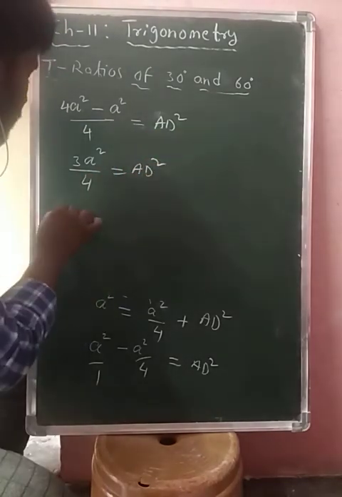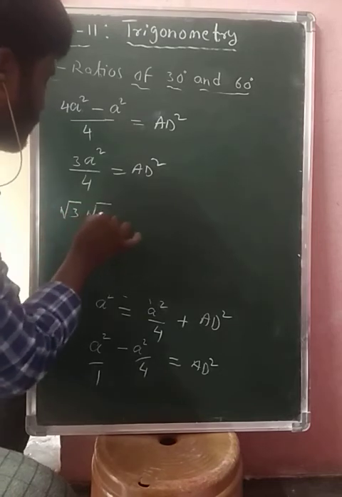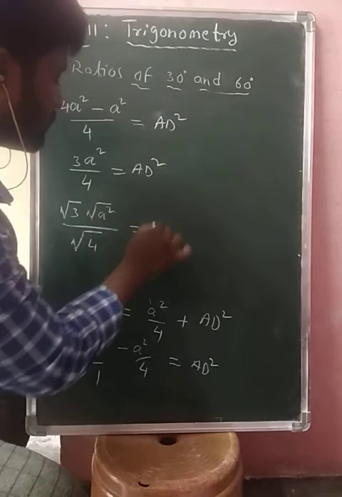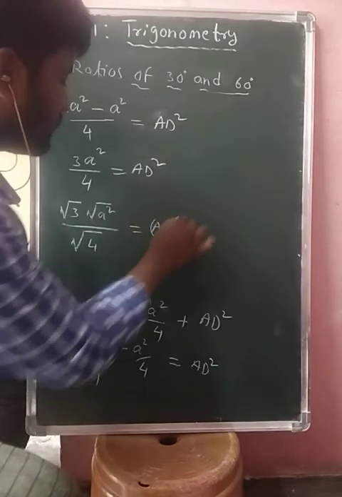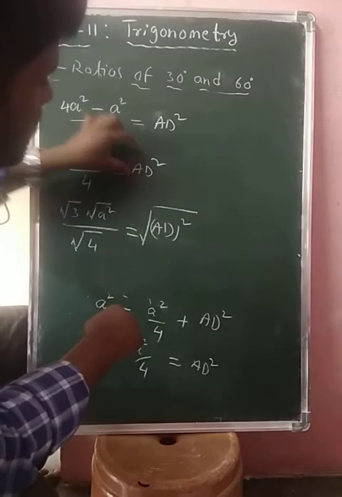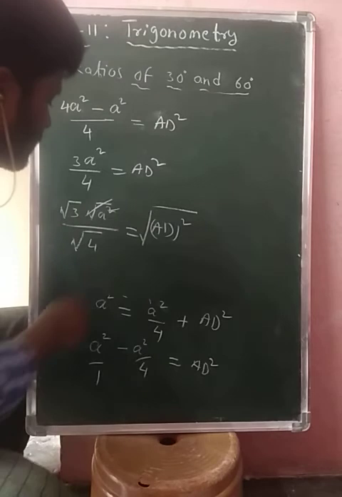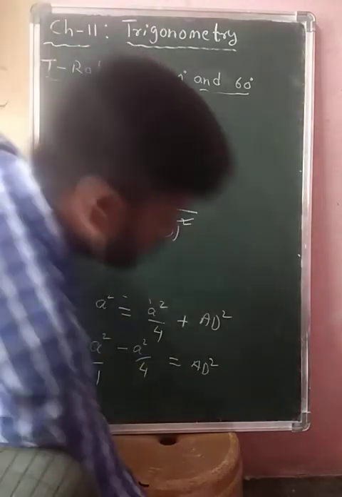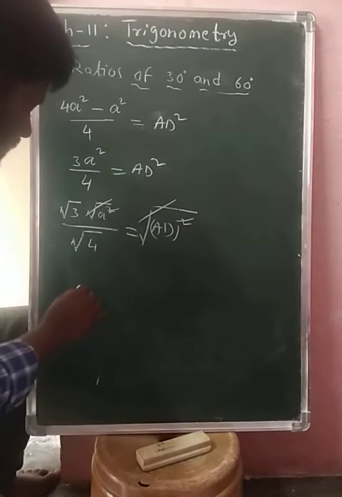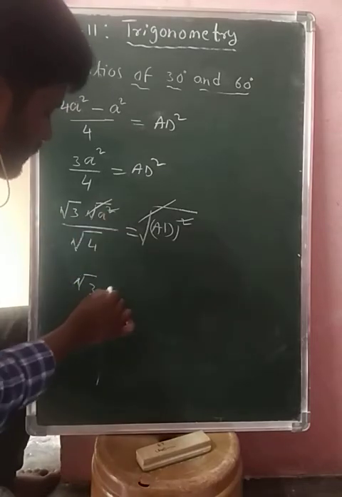So on both sides I am applying square root. Then we get root 3, root A square, root 4, equal to AD. Both sides, LHS side, RHS side, I applied square root. Then the square root cancels. Then what do we get? Already root 3 is there. Square root cancels, so here A.